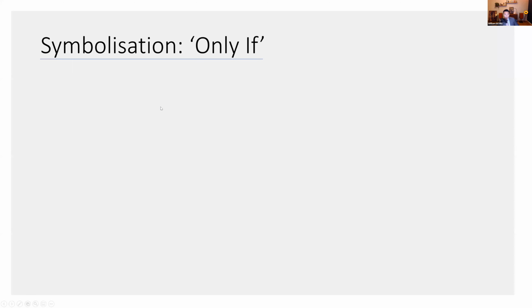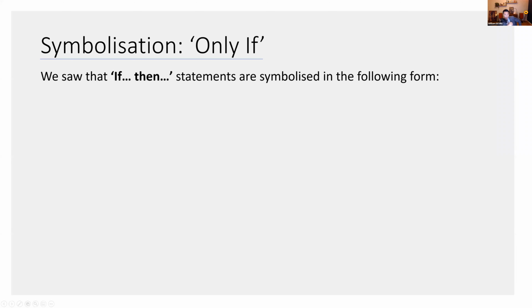So let's go through the only if. Now, the if statements are relatively straightforward. We use the material conditional, and we might symbolize something like S entails U or S arrow U. Of course, we can say something like P arrow Q or R arrow T. These letters here, they're just stand-ins for sentences.